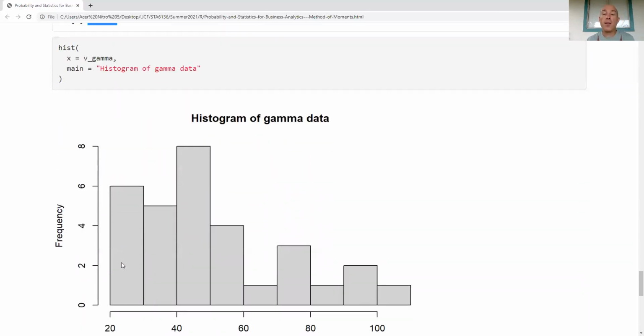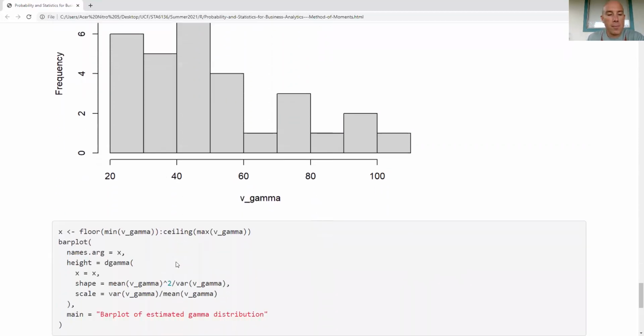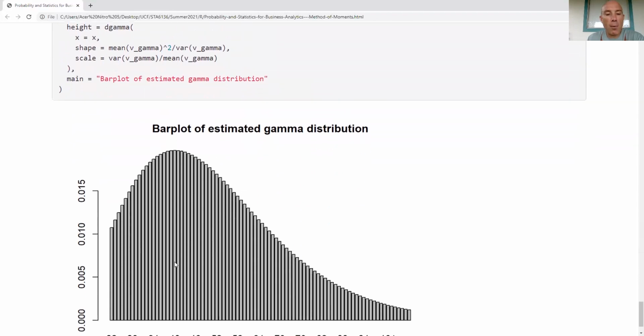So now let's check to see, does the histogram of my data look like the distribution that I'm going to use to estimate with? All right, well, here I've got my gamma distribution. Looks like I've got a little bit of a bump right there, and that potentially could be a gamma. Now let's take a look at the bar plot.